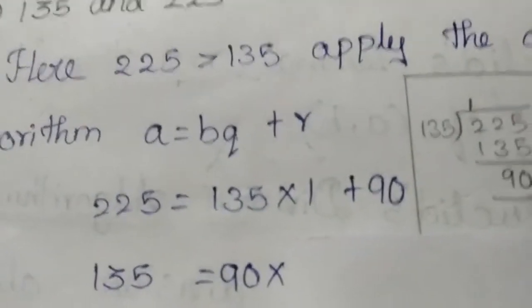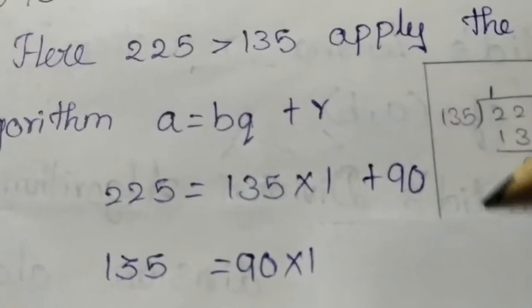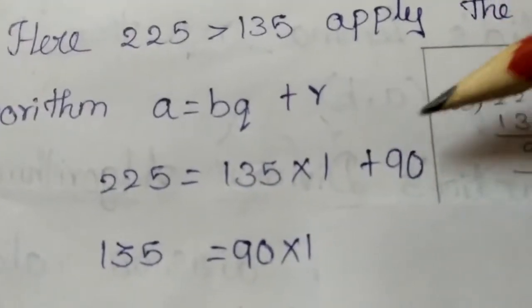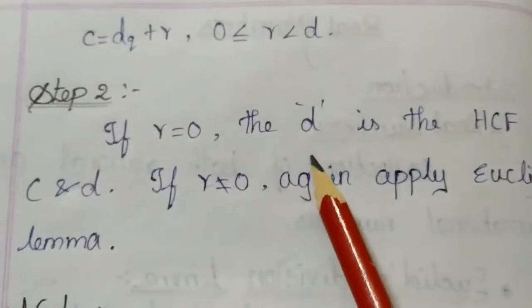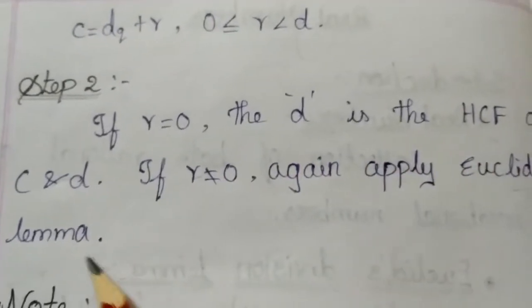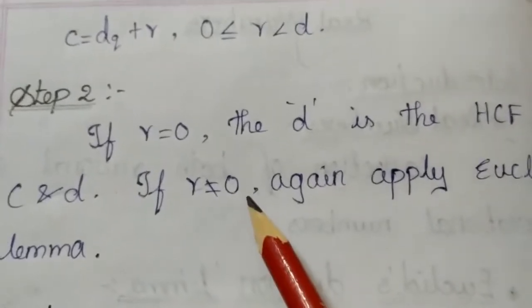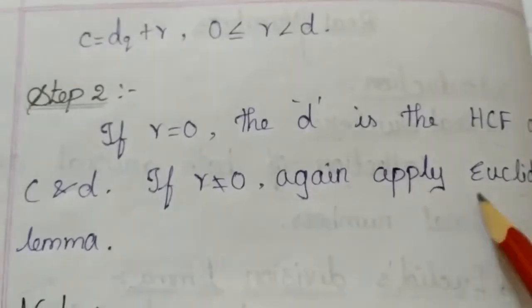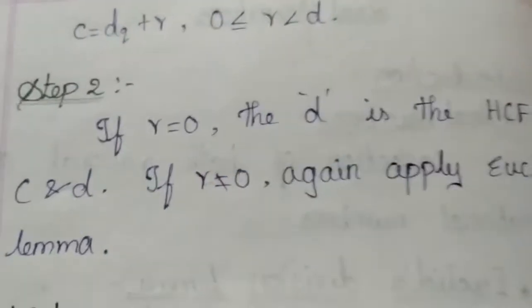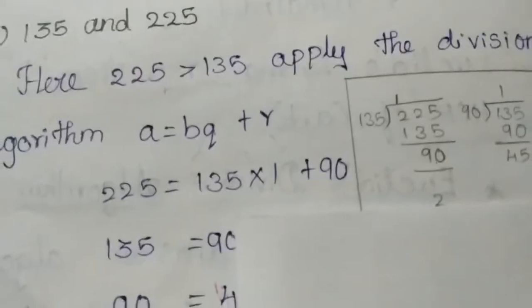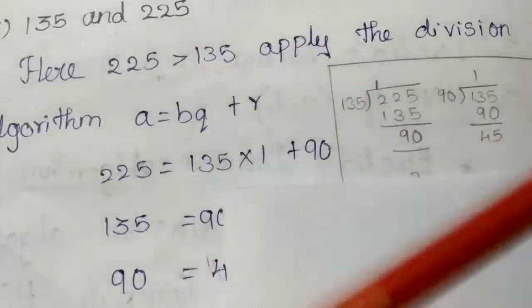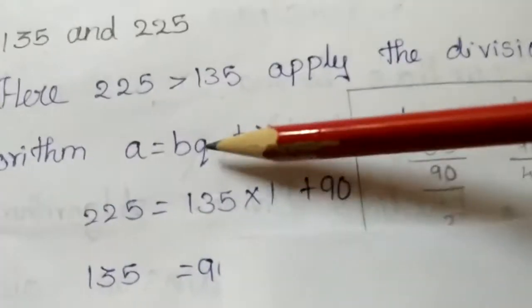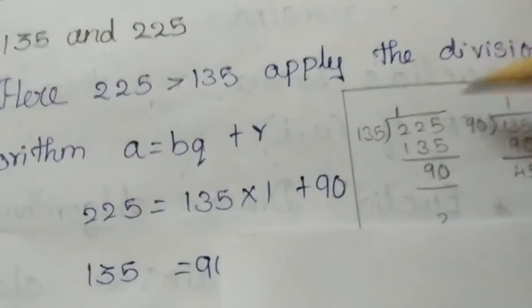Why I am applying again is because here we read that if R is 0, then D is the HCF of C and D. If R is not equal to 0, we need to apply Euclid's lemma again. So that is why I applied it again. See here, now we don't know the Q and R. So I'm going to divide now.